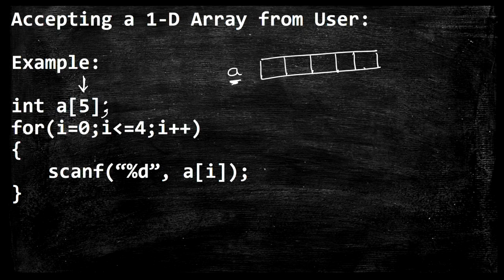I have told you, that is by their index. This is the 0th index, this is the 1st index, this is 2, this is 3, this is 4. This is the index by which you access data in the array.